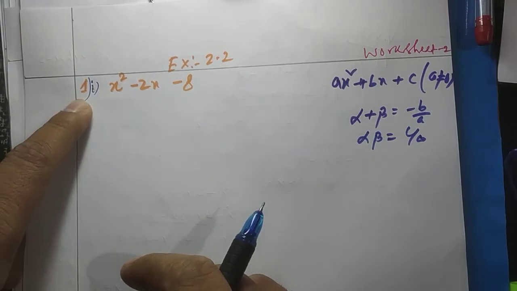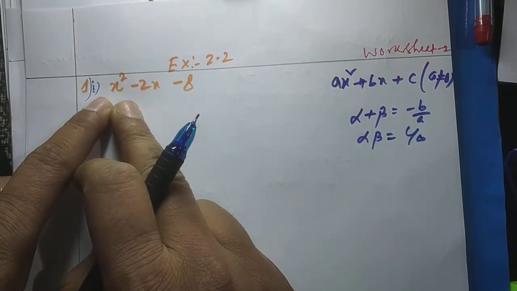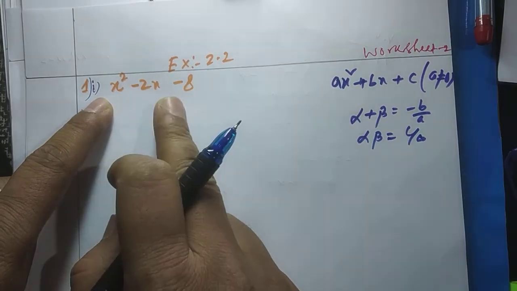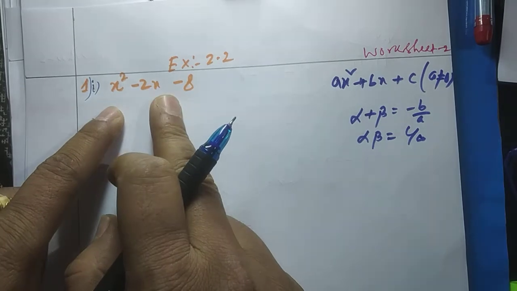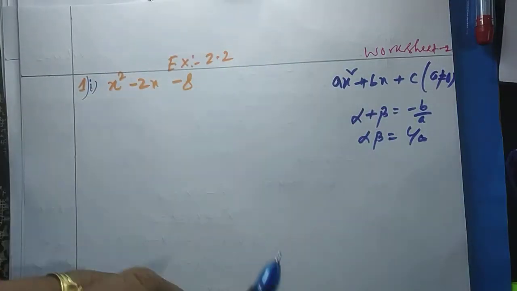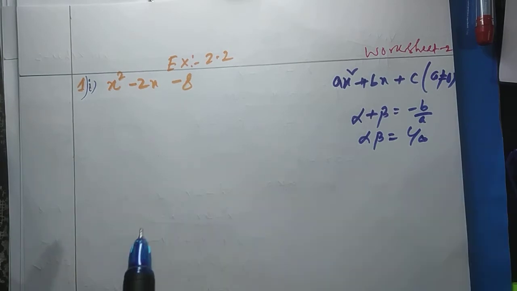Let's come to question number 1, part 1. Here a quadratic polynomial is given, that is x square minus 2x minus 8. Now here we have to find the zeros of this quadratic polynomial, and after that we have to verify the relation between the zeros and coefficients. That is the main work to be done.